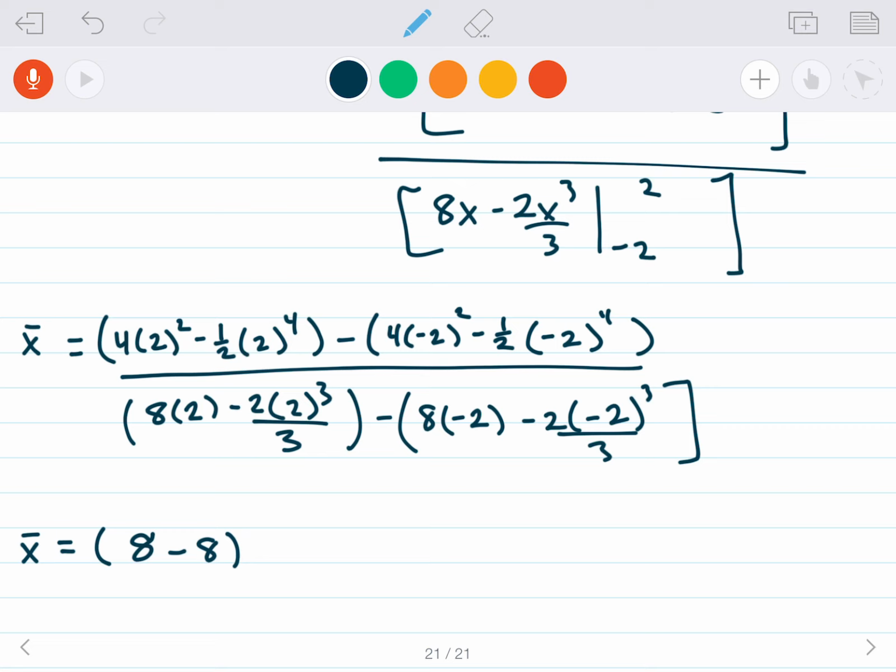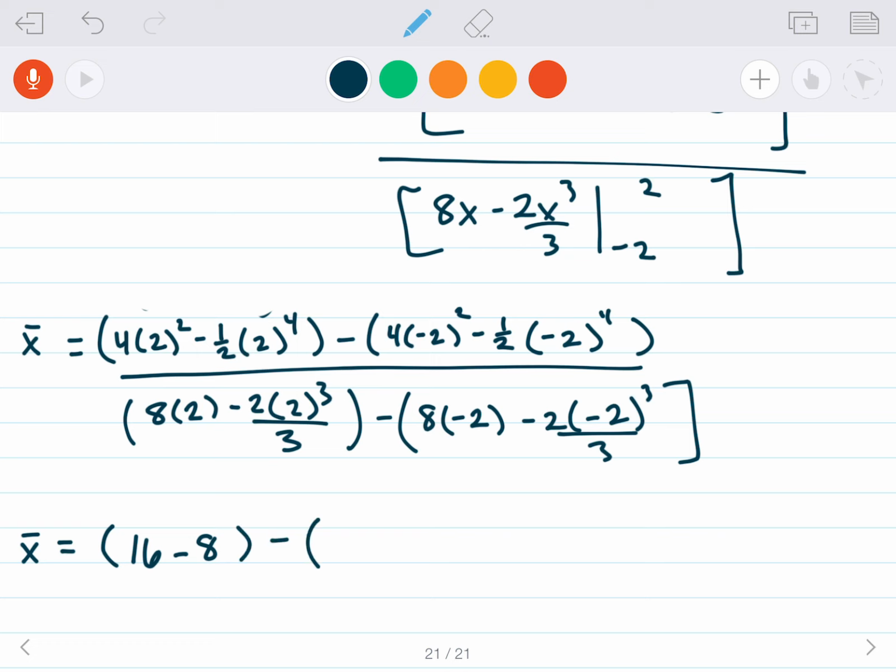Wait, no, I didn't do that. 16. See, I'm tripping. Okay, let's see. So this is 4 times 4. Okay, that's 16 minus, and then we have 1/2 times 16. So 16 minus 8. Okay, so that's our first part.